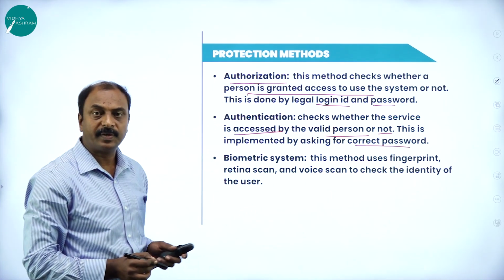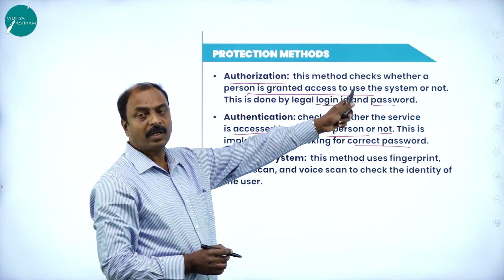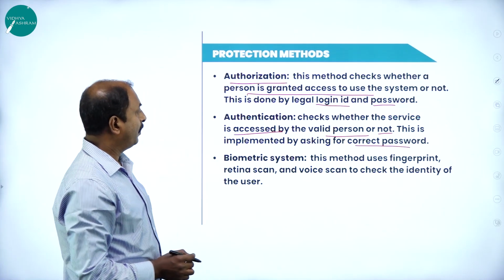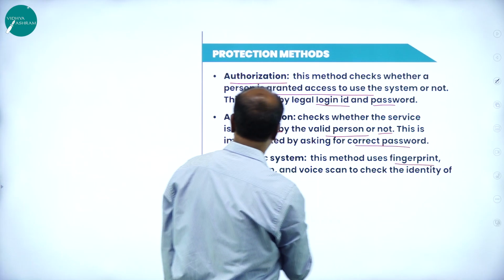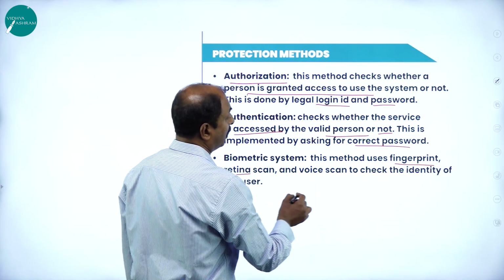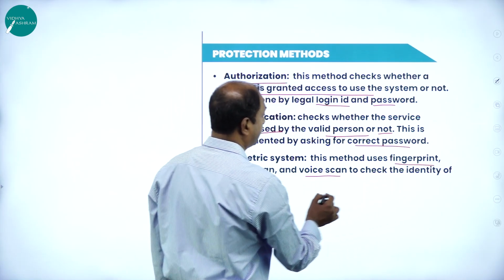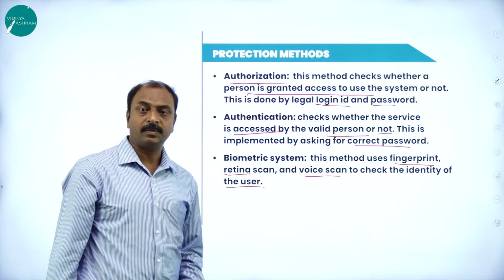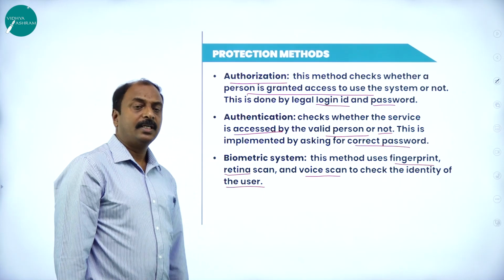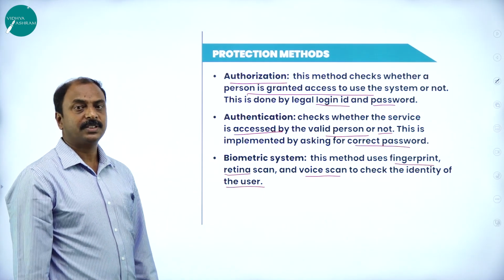As I told you in the previous slide, one is the username or login ID and password. Biometric system is a method of using a fingerprint, thumb impression, retina, or voice scan to check the identity of the user. So these are the different mechanisms of protecting the network from outside users.